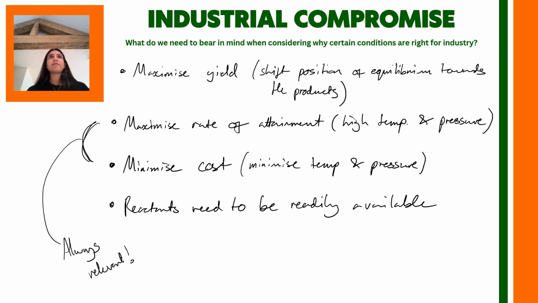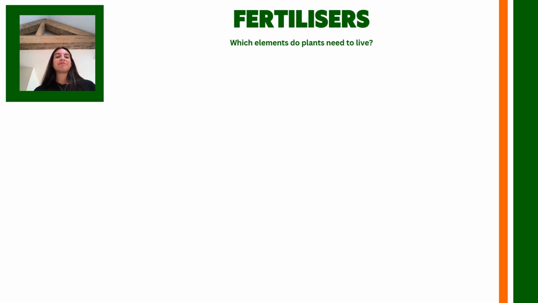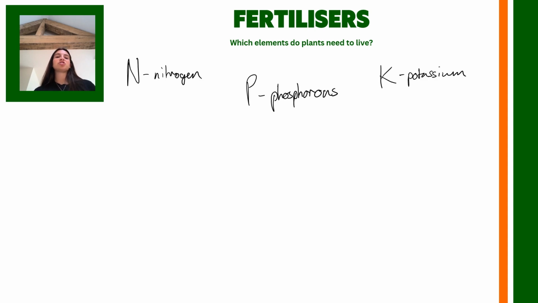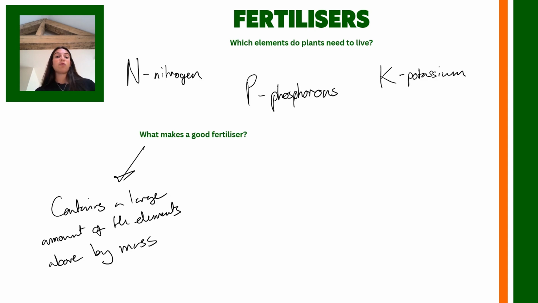If you just think of it in terms of the Haber process as well, there's a question in the worksheet for those of you who have to cover the Haber process, and it's a really good idea to run through all of these conditions for that. Finally, some fertilizers. Which elements do plants need to live? Nitrogen, phosphorus, and potassium. And so what makes a good fertilizer? Well, I want it to contain large amounts of those elements above by mass. And also, if it's soluble, that's really good, because then it can be put into the soil and the roots can take that fertilizer up easier.